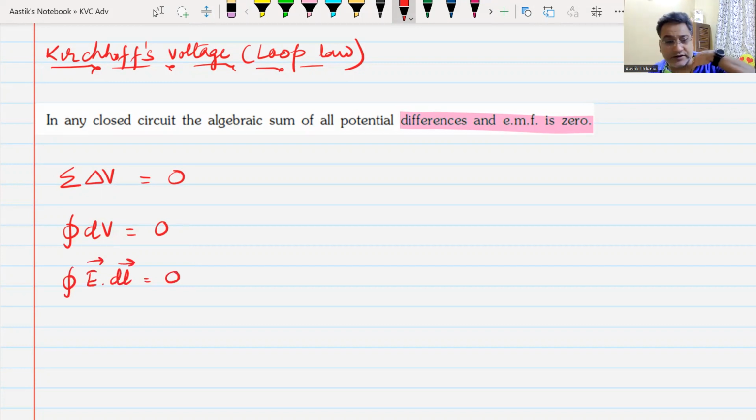If I move in a closed loop, the sum of the EMFs of batteries and the potential drops across various elements of a circuit would be equal to zero. Do we understand this? Yes, sir. Have you written this? Yes, sir.